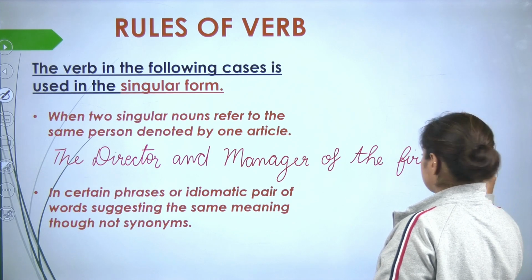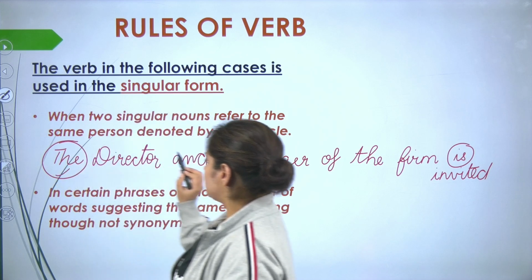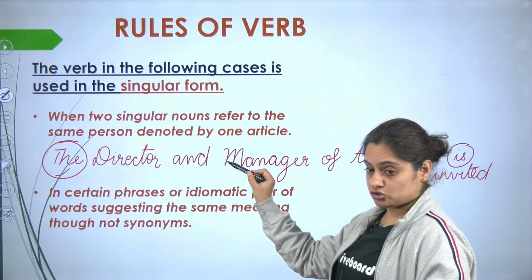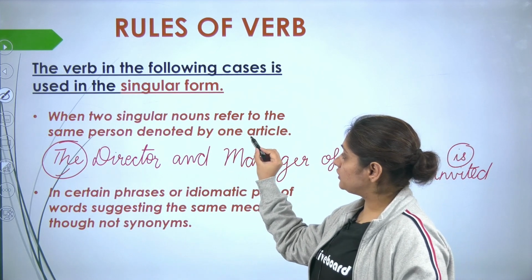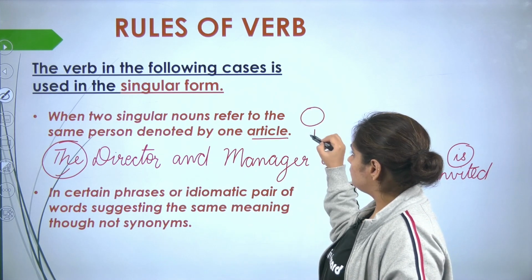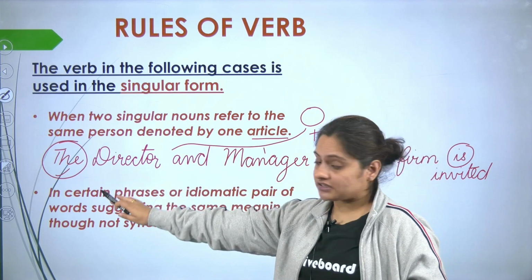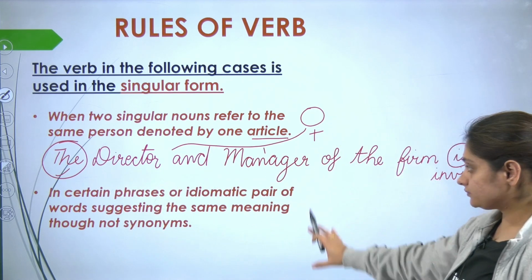Now why is? You are talking about one person. How do we know it is one person? The is written only once. If I write the director and the manager, that means two people. Article is written only once, then we are referring to the same person, one person only, who is the director also and manager also. Are you getting it? Because the article is written only once, that is how you will know.